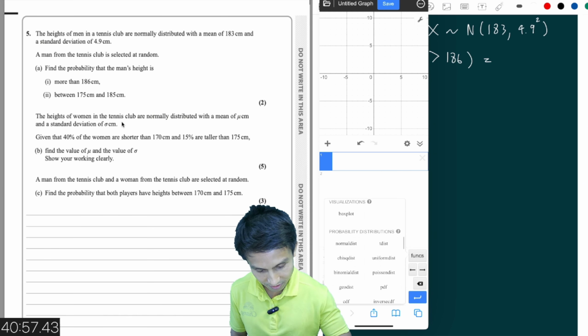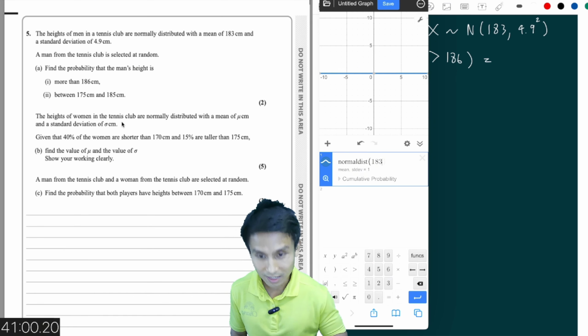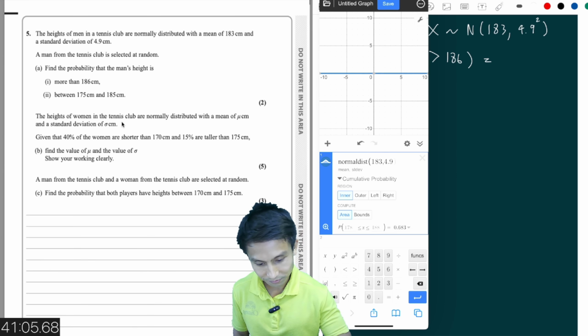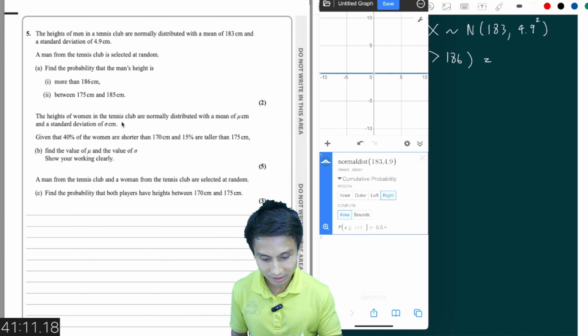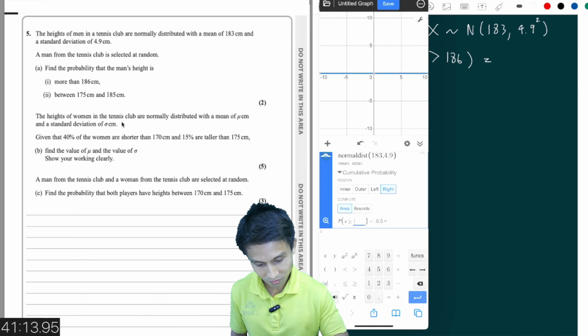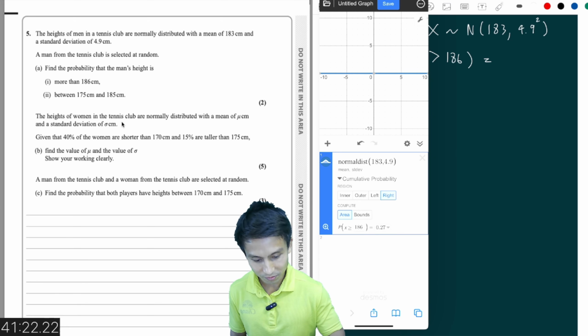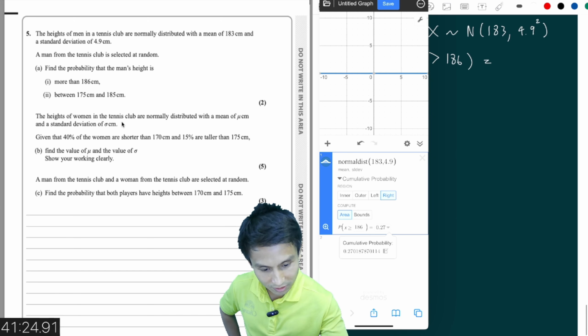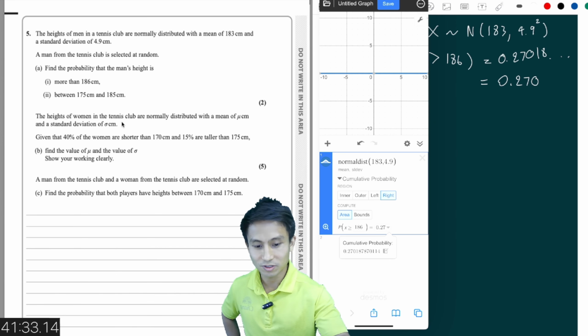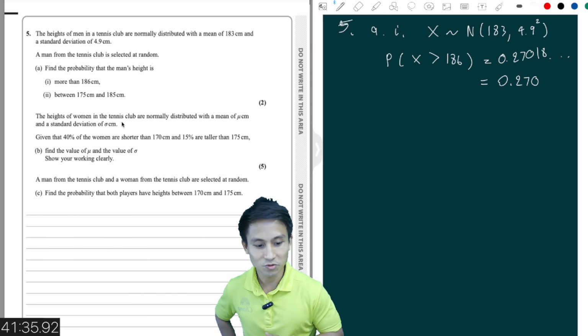Yeah, so I'm just going to do again normal dist here, 183 as the mean and 4.9 as the standard deviation. So I'm going to do right tail, where you guys have different, okay? So I'm going to do greater than or equal to 186. If you do what I said there about the lower bound and upper bound, you should get the same value. So that's just 0.27087 blah blah blah, 0.271 to 3 sig figs. Yeah, if it doesn't say, usually 3 sig figs.